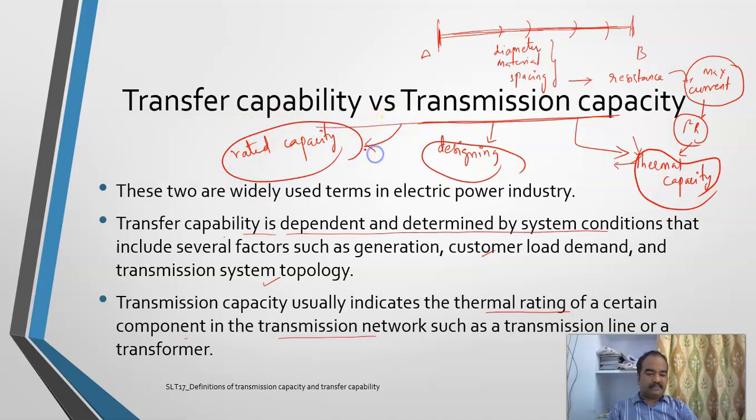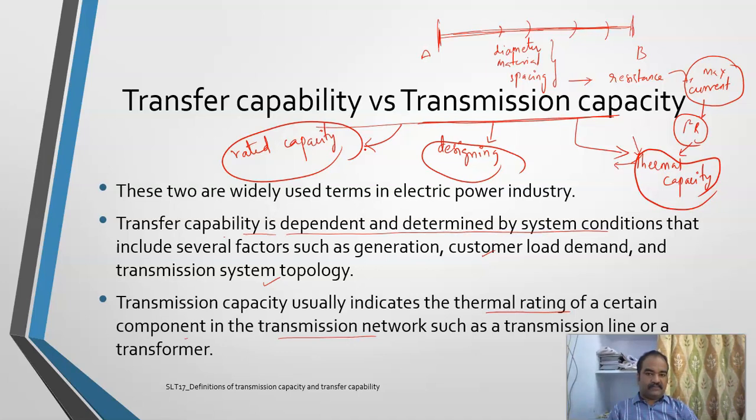So, transmission capacity is literally speaking the rated capacity. But do we always allow the rated capacity to flow in the transmission line? No. We will always be allowing a power which is less than the rated capacity. Most of the time the transmission lines will not be fully loaded. They will be only partially loaded.